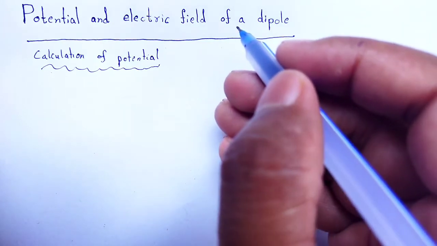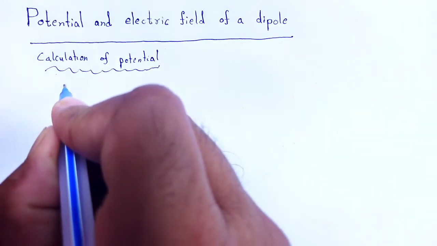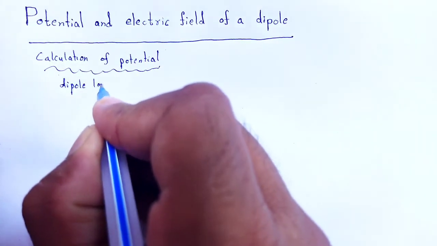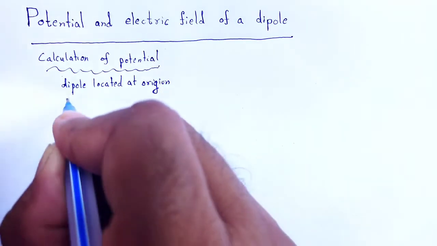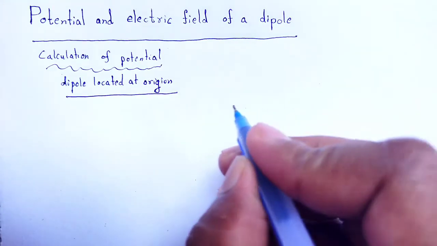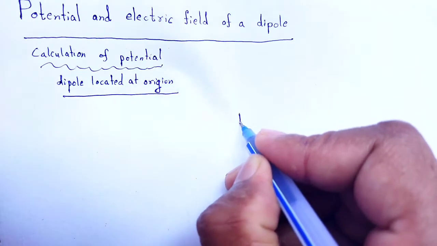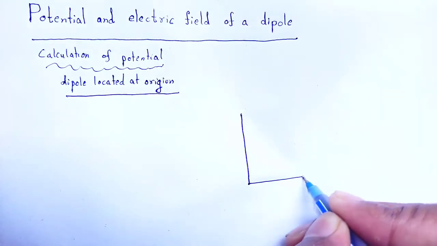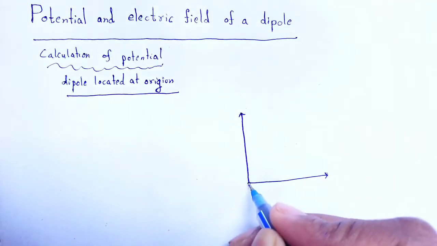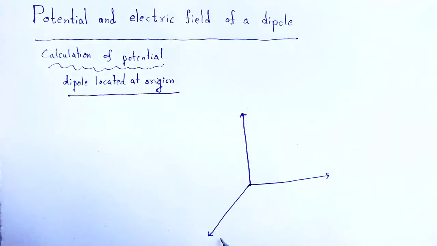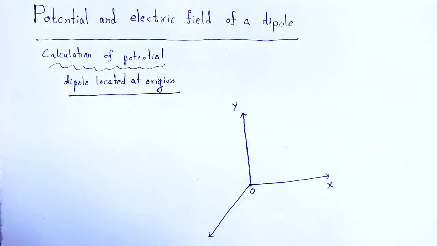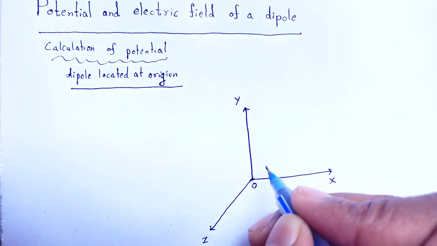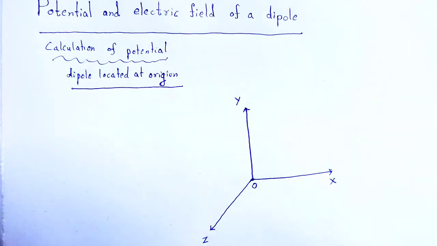When the dipole is located at origin, let me consider an electric dipole that consists of charges minus q and plus q, separated by a distance 2l, and here we choose the origin at the midpoint of the electric dipole.